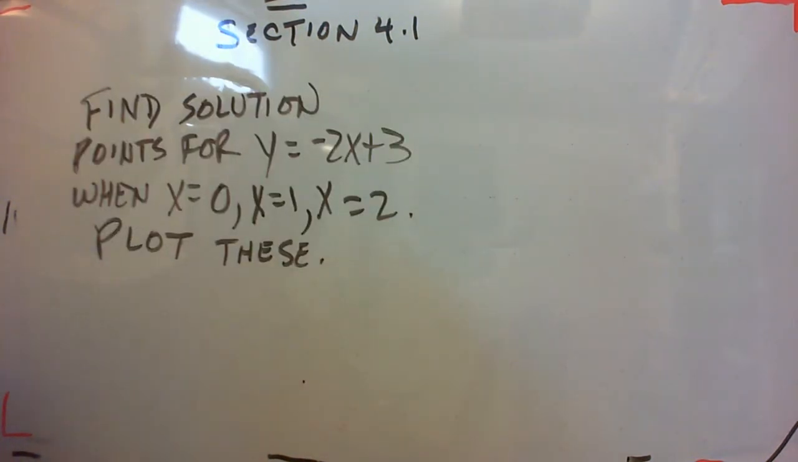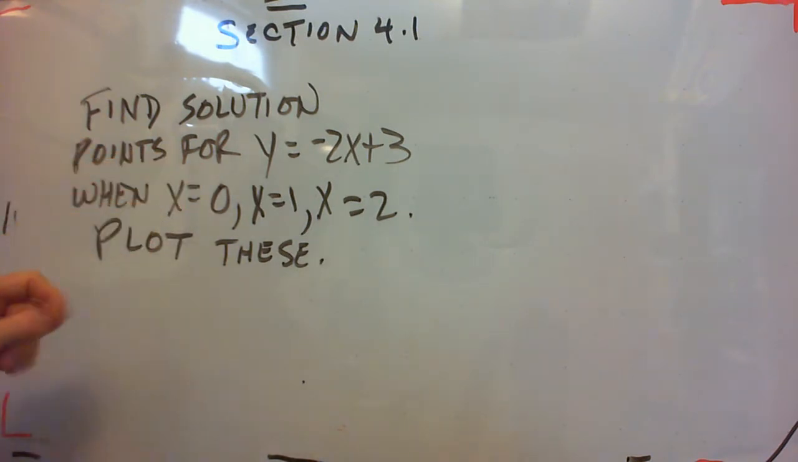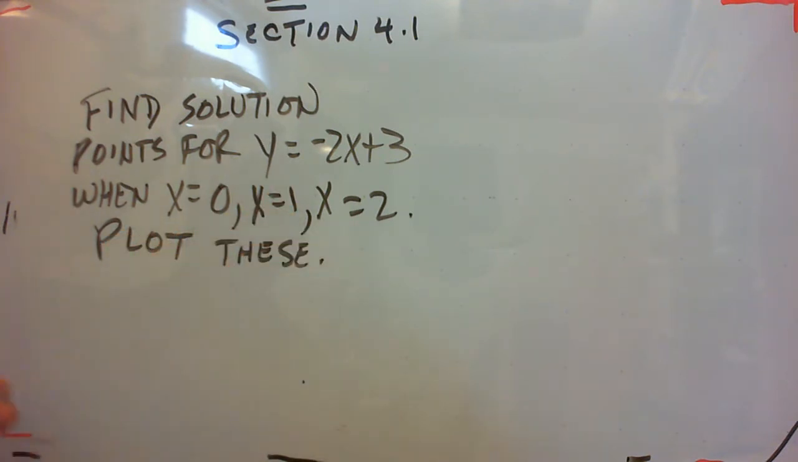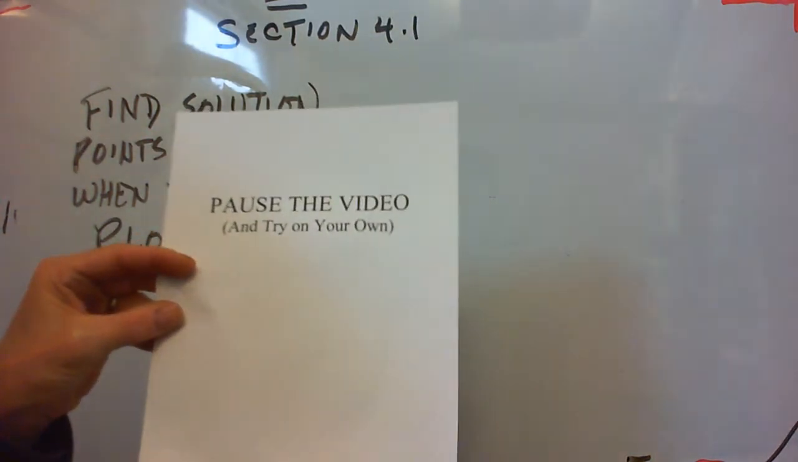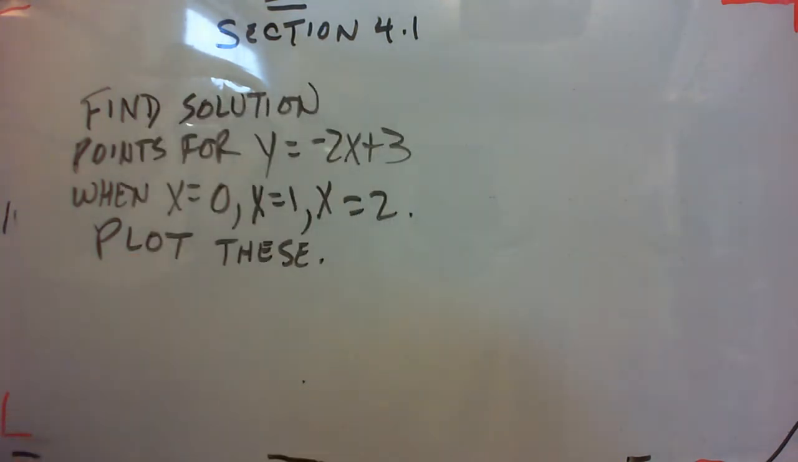Okay, now I have a problem for you to try. Find solution points for y equals negative 2x plus 3 when x is 0, x equals 1, x equals 2. And then plot these on the coordinate axis. Pause the video and try on your own, because you can't really learn this by just watching me do it. Try these and then come back and we'll go through this.